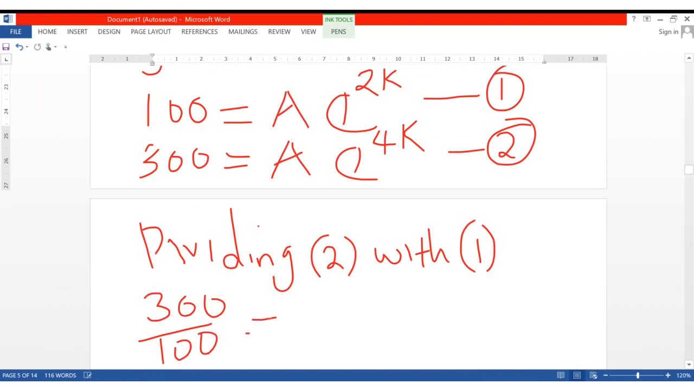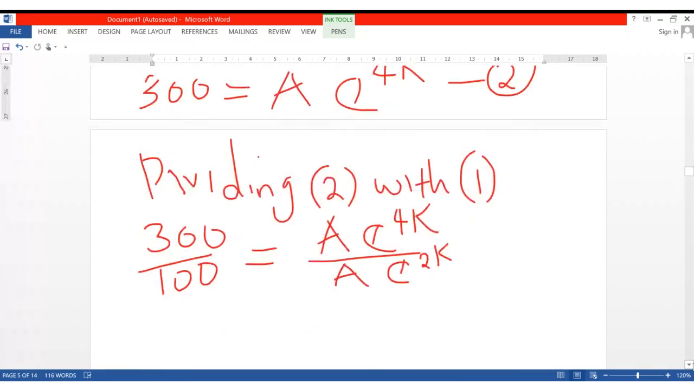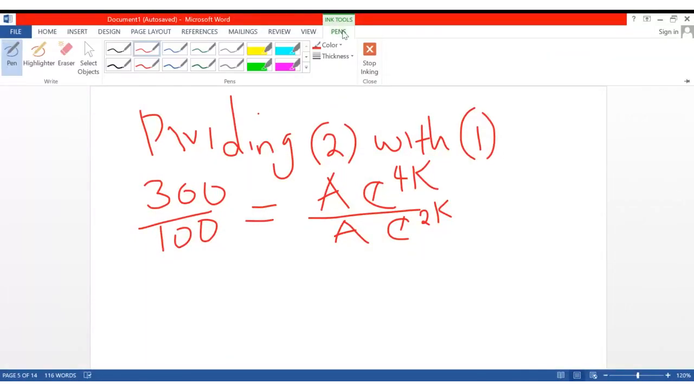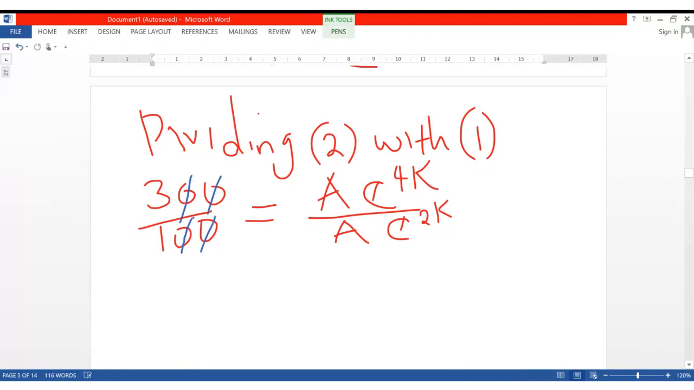Then this other side is equals to a exponential 4k all over a exponential 2k. So I'm just dividing, and remember the equal sign is still remaining. So 300 divided by 100 on the left hand side, then whatever I have, a exponential 4k on that side. Let me simplify this one. 300 divided by 100, that is easy. I can cancel like that, so I'll remain with 3. I'm able to cancel the a and that one.